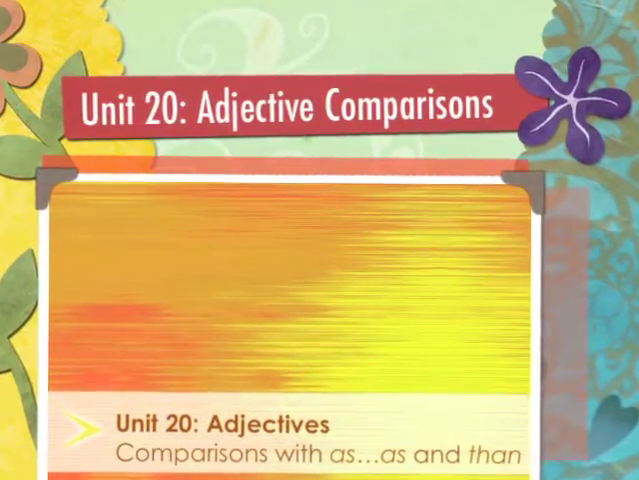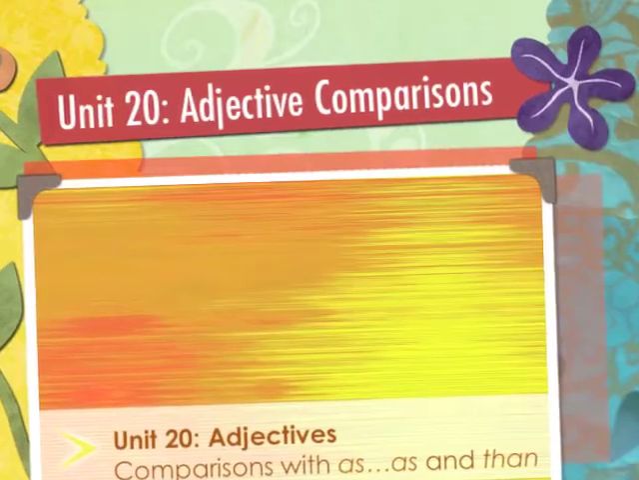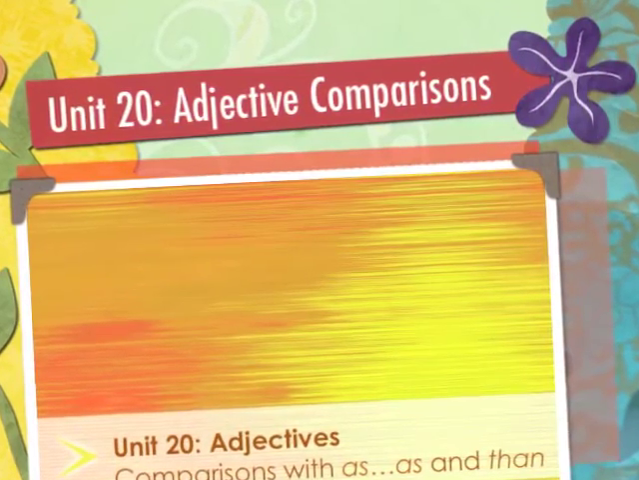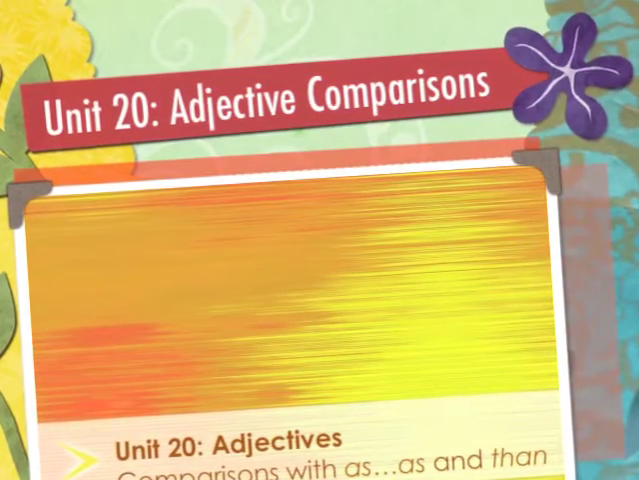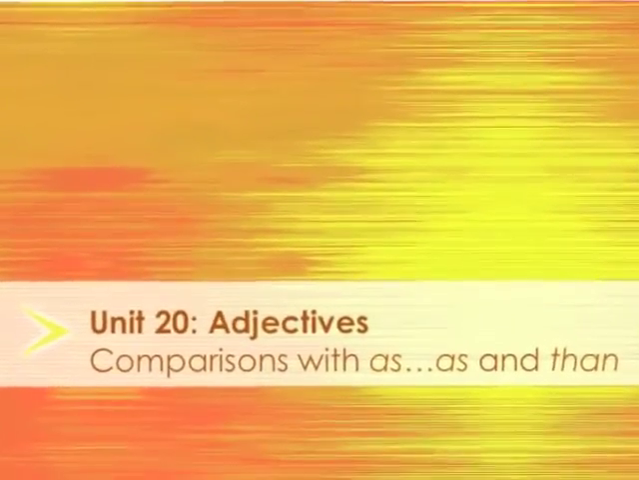Today we're going to be talking about how to form comparisons using adjectives. Specifically, we're going to use as plus adjective plus as, and than.